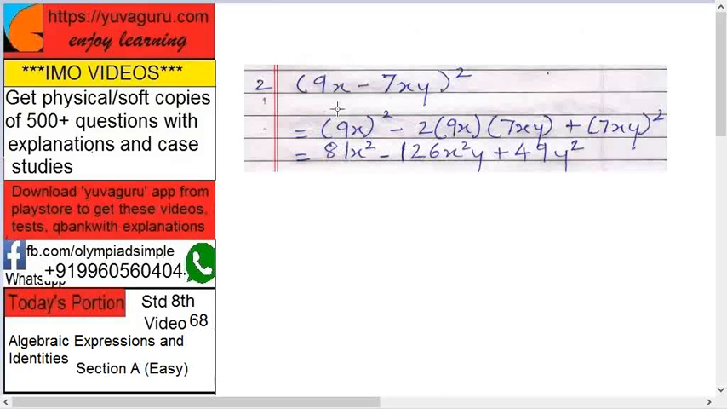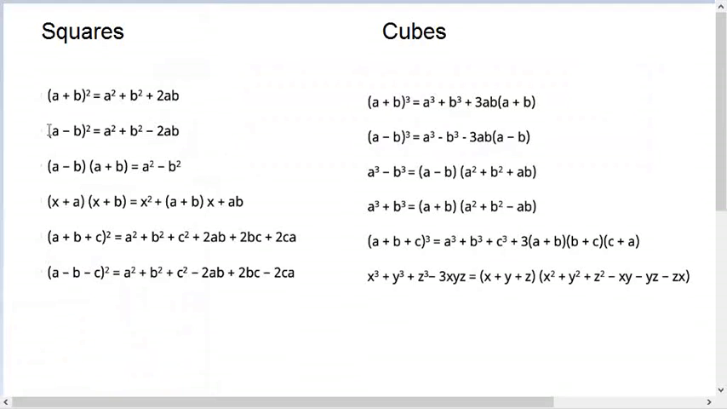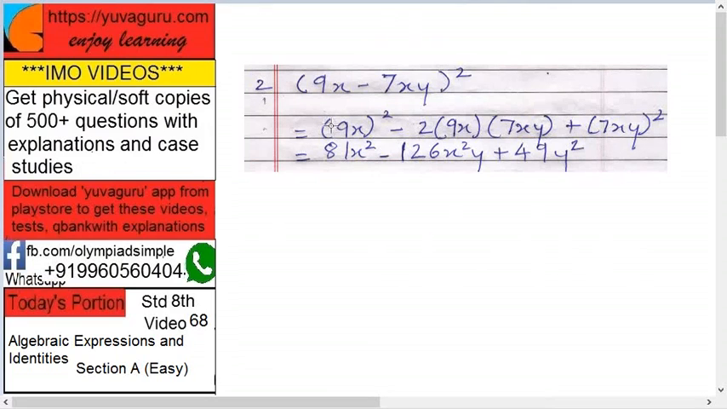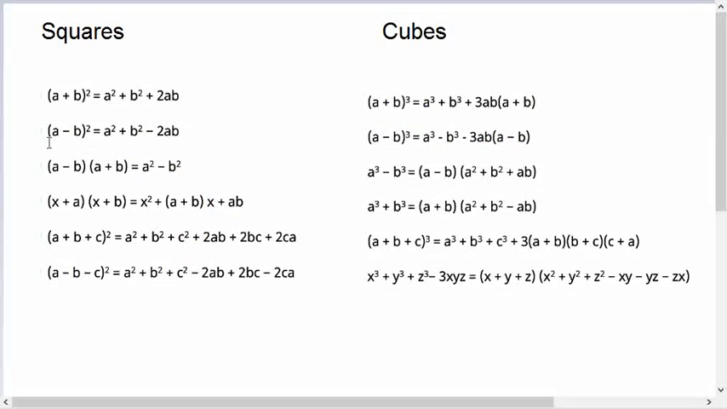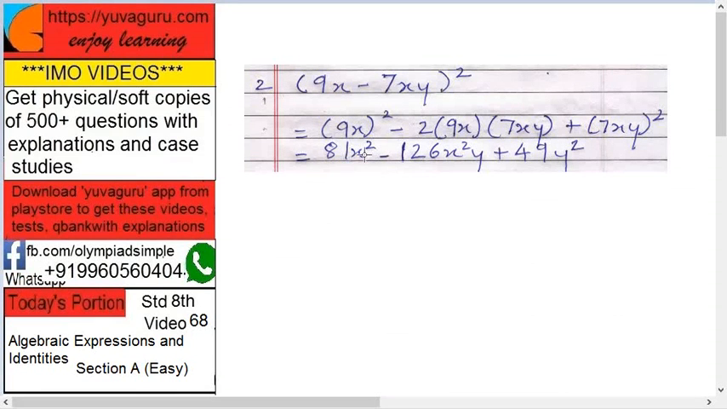Next. Solve this: 9x minus 7xy the whole square. Again the same formula, a minus b the whole square equals a square plus b square minus 2ab. So a square means 9x the whole square, plus b square, 7xy the whole square, minus 2ab, right? Minus 2 into 9x into 7xy. It is minus 2ab, not plus as in the earlier one. So it's easy now. 9x squared means 81x square, minus, multiply this, you will get 126x square y, plus 49.